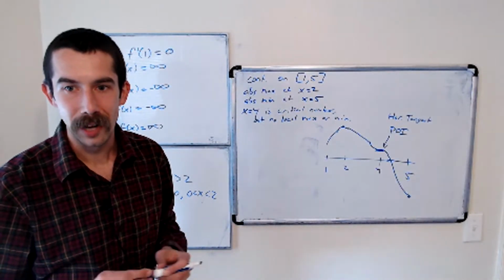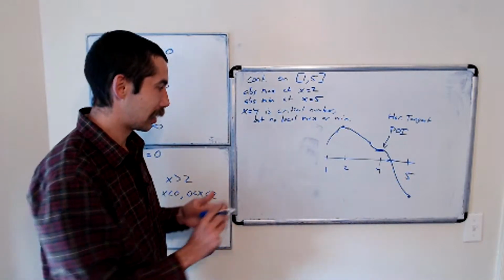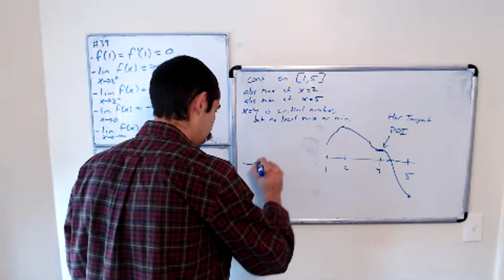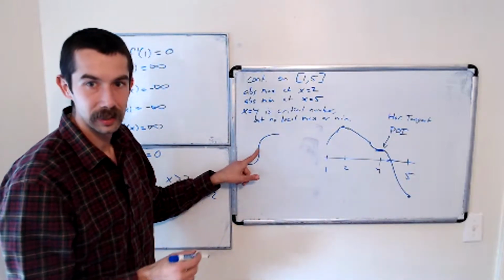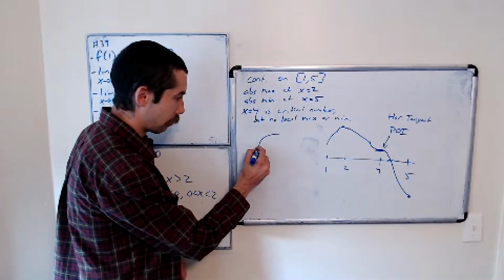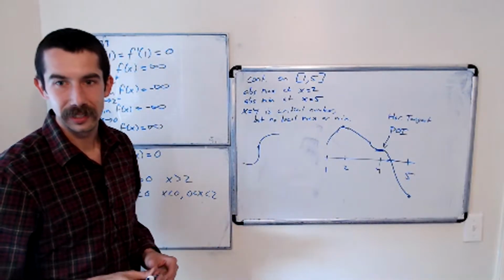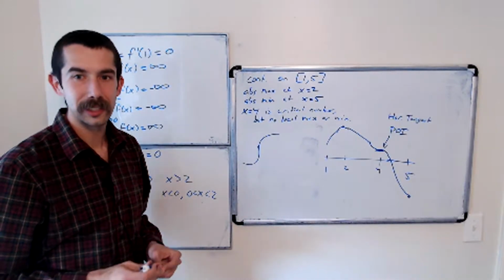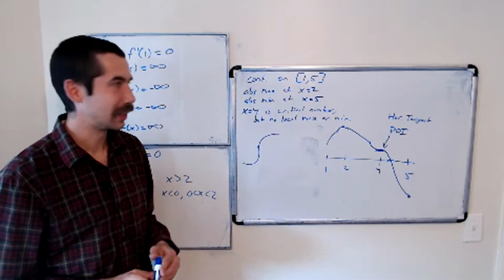You can't have a vertical asymptote because it's a continuous function. But you could have a vertical tangent, right? You could have something like this, because here the function is continuous, but the derivative is not continuous. So a vertical tangent is fine. A vertical asymptote would not be fine.